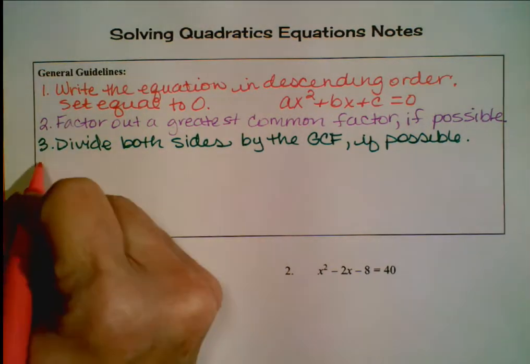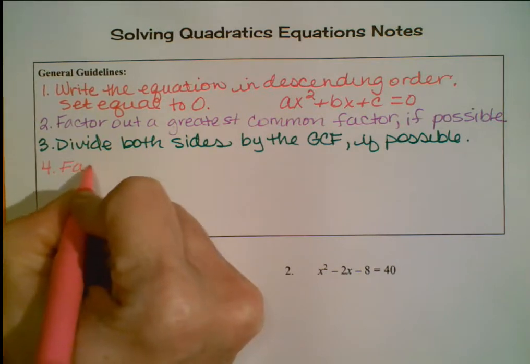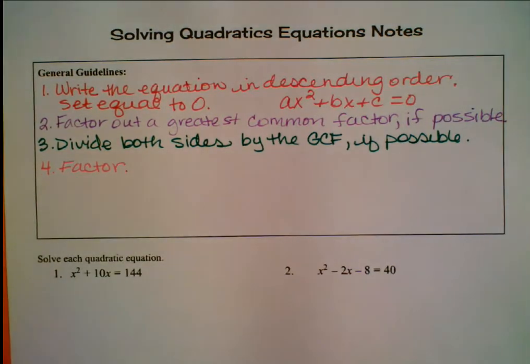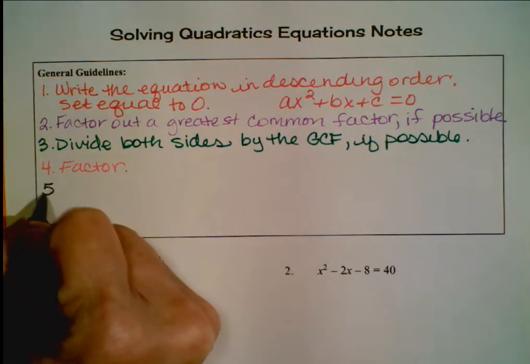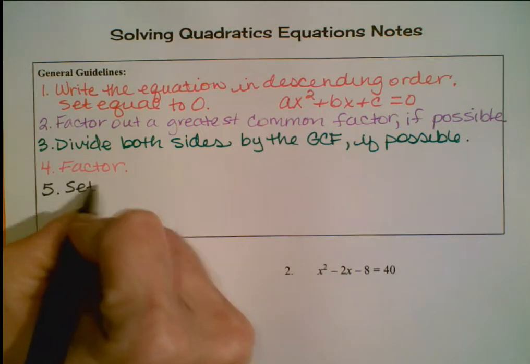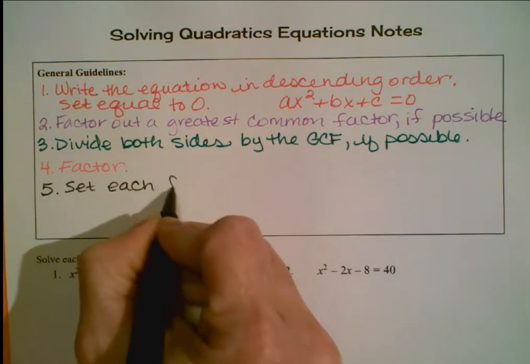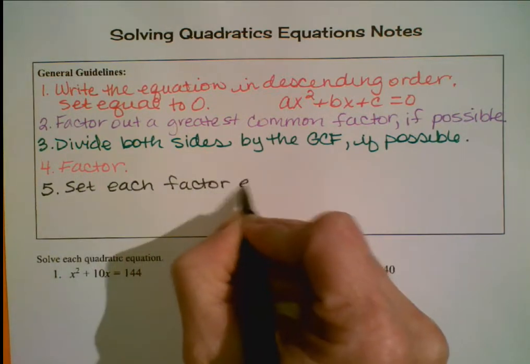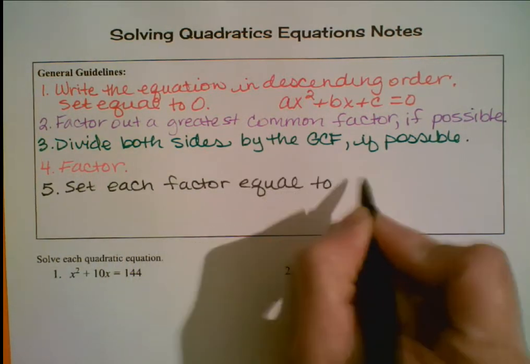All right, 4, we want to factor in some form. That may be factoring into the difference of two squares. It may be factoring a trinomial, something with 3 terms, like this is a trinomial, factoring it into 2 binomials. It could be any number of things, but ultimately, we need to factor it somehow. And then once we have it factored, in step 5, we're going to set each factor equal to 0. And solve.